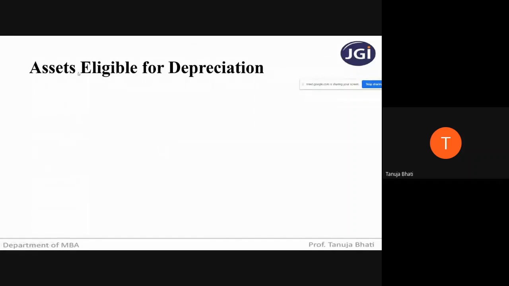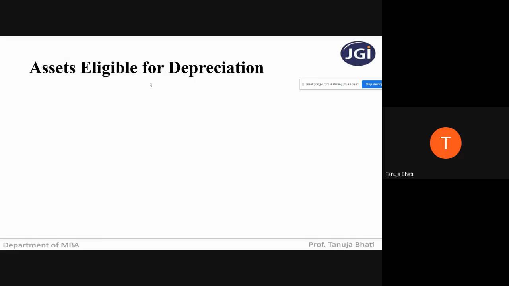So what are the assets eligible for depreciation? Now, when you are carrying out a business or profession, what are the different assets that are eligible for depreciation? As we already know, assets are of two types. One is tangible asset and one is intangible asset.